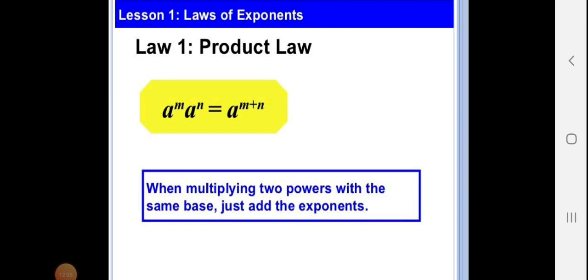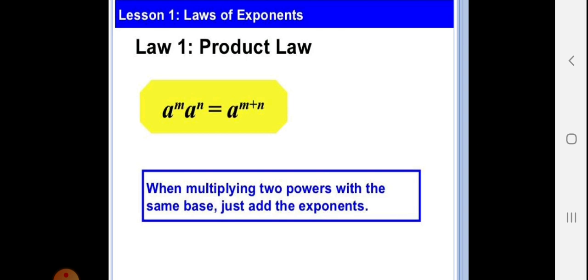Let's have a quick recap. So the first law is the product law. That means when you have the same base and different powers, your powers are going to be added. Here you can see a raised to m into a raised to n. So your base is the same, which is a, but your powers are different. So you can simply add your powers keeping your base the same, which becomes a raised to m plus n.